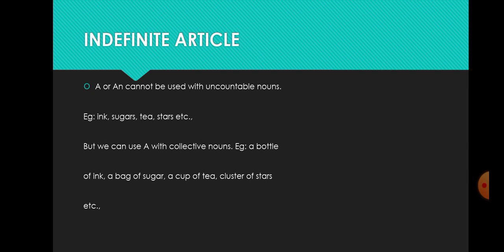Indefinite article. A or an cannot be used with uncountable nouns. For example, ink, sugar, tea, stars, etc. But we can use a with collective nouns. For example, a bottle of ink, a bag of sugar, a cup of tea, a cluster of stars, etc.